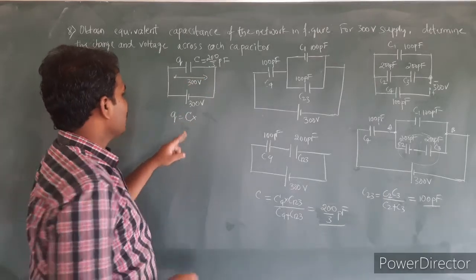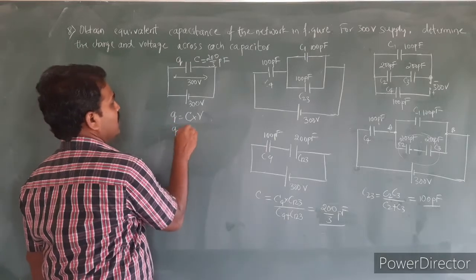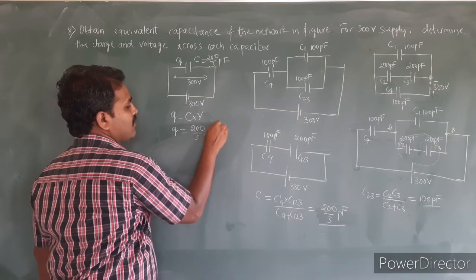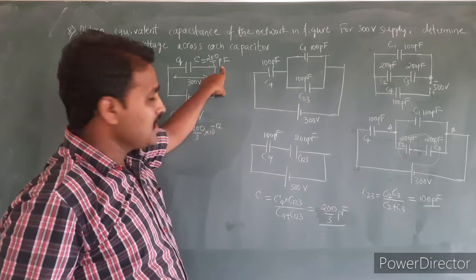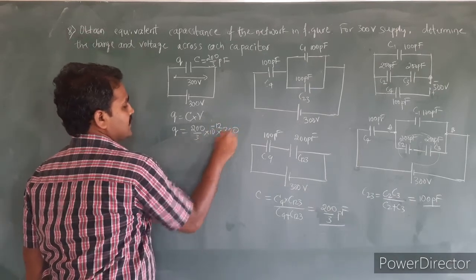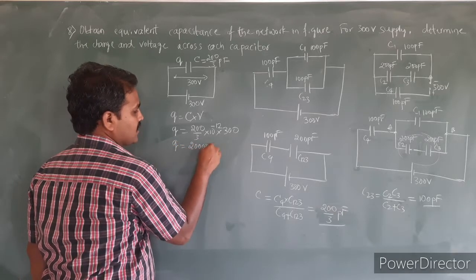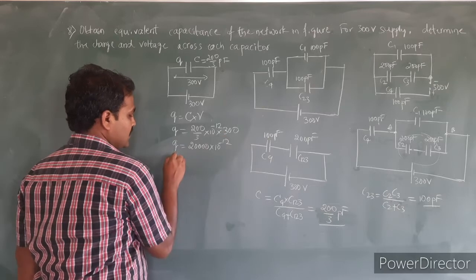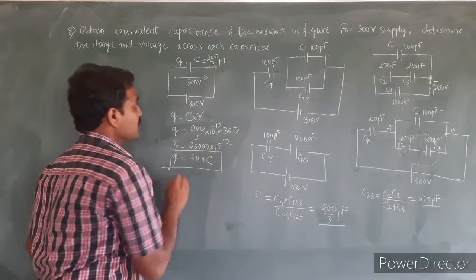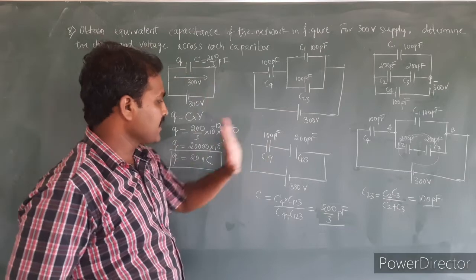I can write Q is equal to C into V. If I substitute the values, C is equal to 200 divided by 3 into 10 to the power of minus 12, because they have given it in picofarad, and pico is nothing but 10 to the power of minus 12, into the voltage, that is 300. So I get 20,000 into 10 to the power of minus 12. This I can also write as 20 nanocoulomb. The charge stored in the system is 20 nanocoulomb. Now we shall go in a reverse manner here.